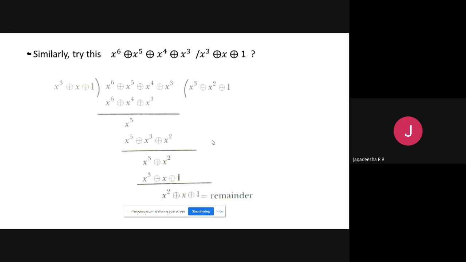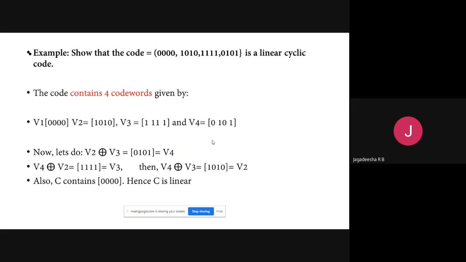So this operation is similar to the general division operation, but you need to be careful regarding addition or subtraction. Okay, so what is the answer finally? The remainder is x square plus x plus 1. So this is how we do the division operation. Okay, let us move on to the next slide and see.